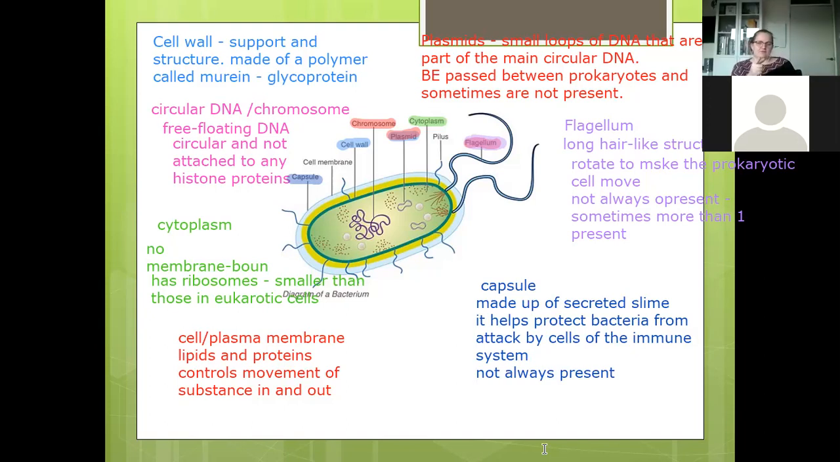There is a thing called pilus, and they're sometimes present, sometimes not. They're those little projections coming out of the cell. They're like mini flagella, really, but they're used more for defense, to get rid of other organisms that might be coming nearby. And so that is a general overview of prokaryotic cells.